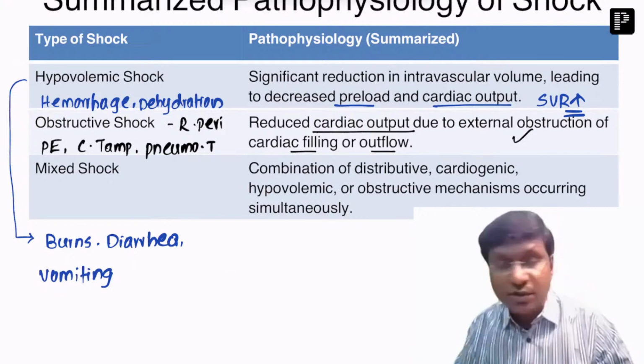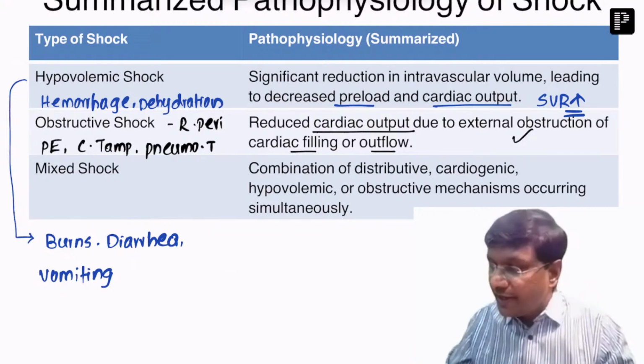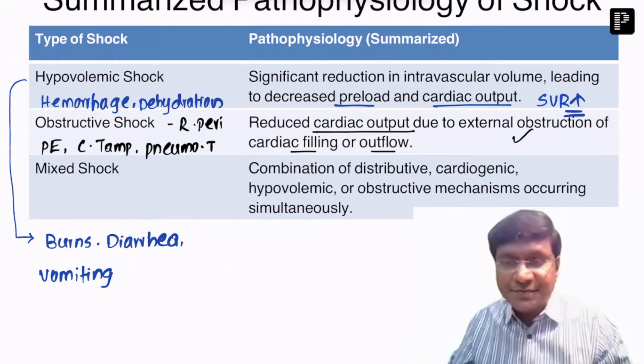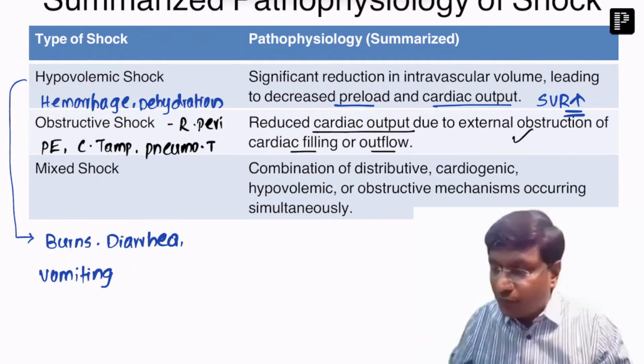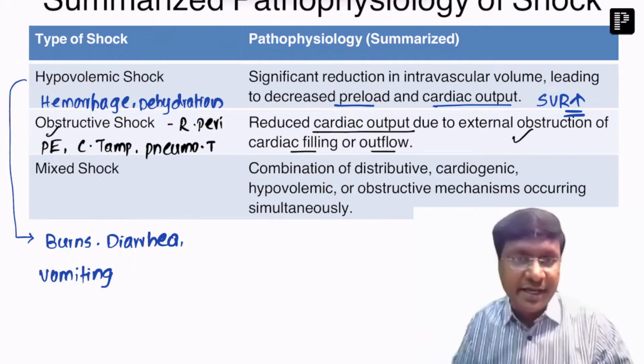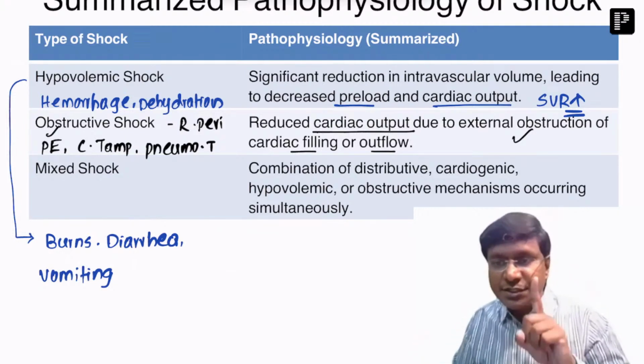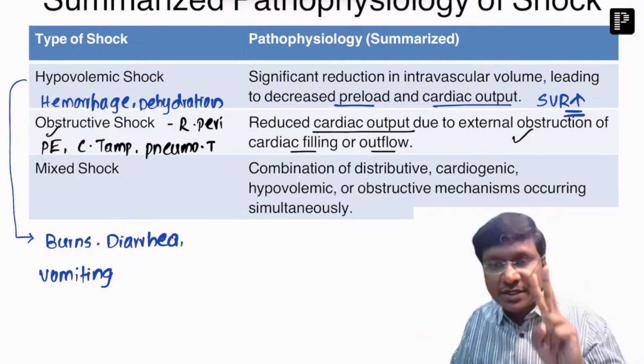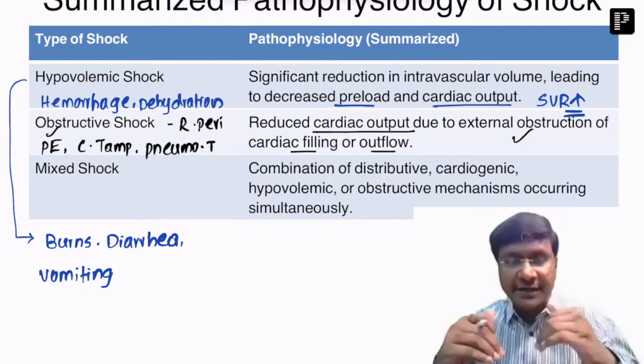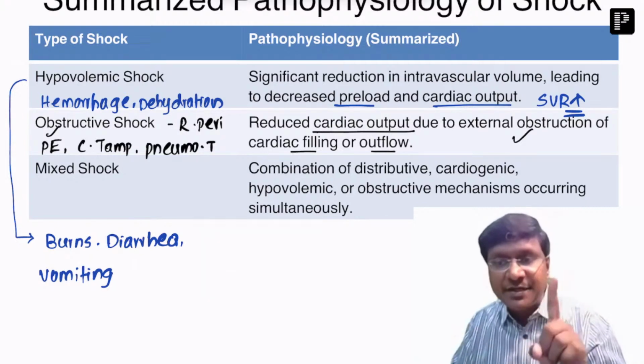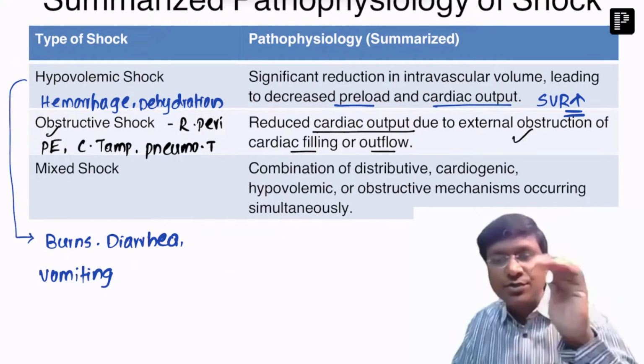You have that in cases of cardiac tamponade. And where is that? You have an external obstruction to the outflow. That is in patients with pulmonary embolism. So in patients with pneumothorax or in patients with cardiac tamponade, there is external obstruction of the cardiac filling, whereas in patients with pulmonary embolism, there is obstruction to the outflow.